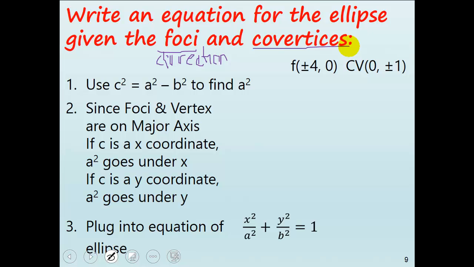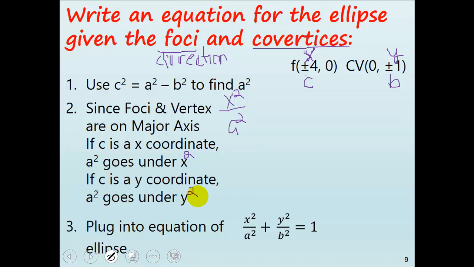Okay, so look here, our focus is plus or minus 4. This is an X, this is a C, right? Our co-vertice, this is a B and this is a Y. Okay, so this means that our A squared has to go under our X squared because C and A are on the same axes, the major axes. So if C is an X coordinate, A squared goes under the X squareds, and if C is a Y coordinate, A squared goes under the Y squareds.